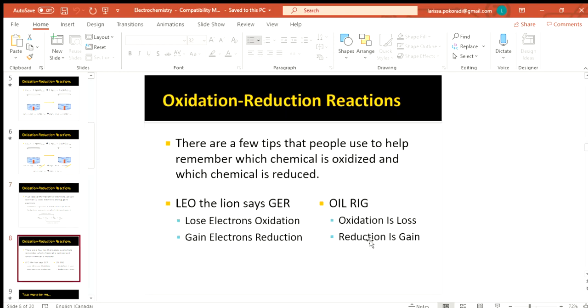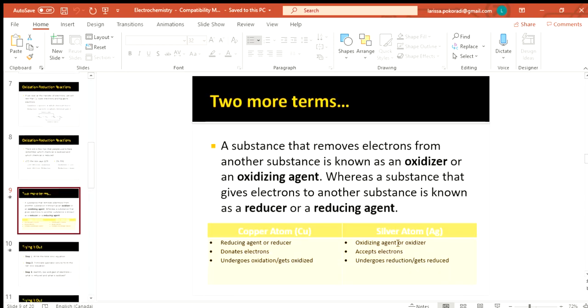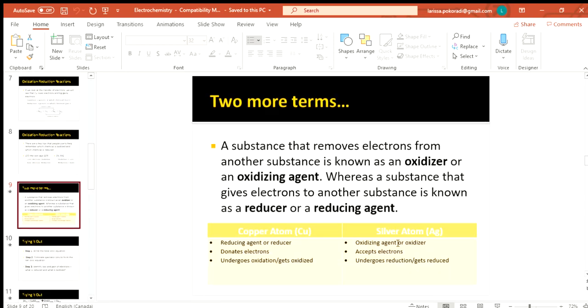So there are a few tips for remembering that oxidation means losing electrons and reduction means gaining electrons. So 2 kind of sayings. The one I remember from high school is the first one, LEO the lion says GER. So LEO stands for lose electrons oxidation, GER gain electrons reduction. Or OIL RIG, where oxidation is loss, reduction is gain.